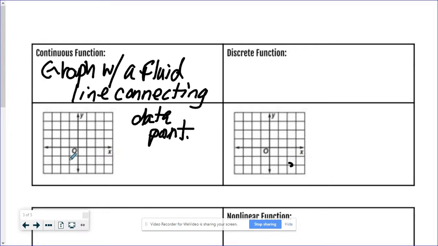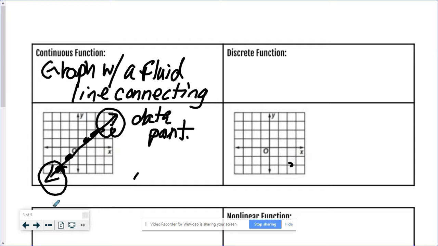But what I mean by that is this. If I have a dot here, I have a dot here, I have a dot here, and I have a dot here, if I connect them with a line, it's fluid, meaning it doesn't stop and start. It's one fluid continuous line. This is called continuous. Usually continuous lines will also have the arrows on the end because that means that the line would keep going past what I can show on the graph.